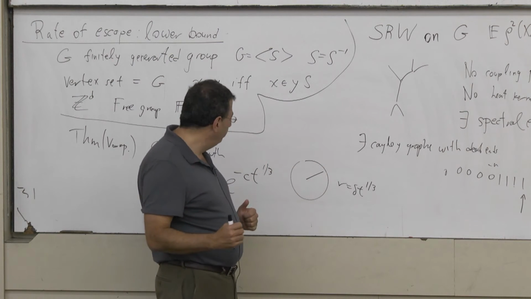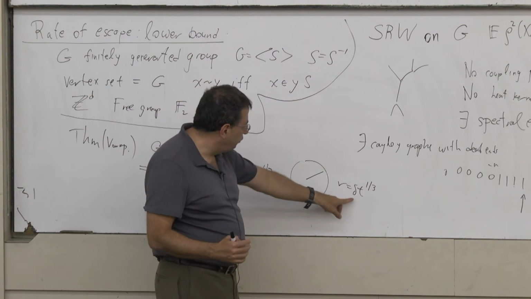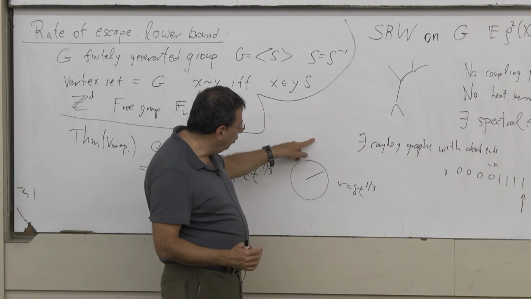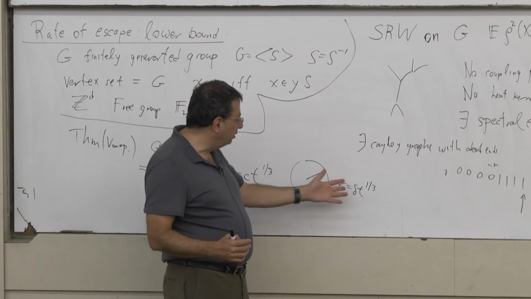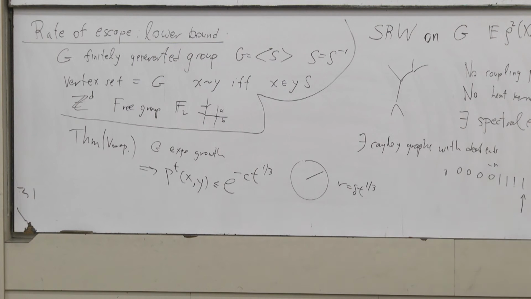is much less than 1. So if I choose delta as a small enough constant, I'm likely to be outside this ball, which means that the expected distance is going to be at least constant t to the 1/3. So expected distance squared is going to be t to the 2/3, which is something. It's not trivial, but it's not what we want.